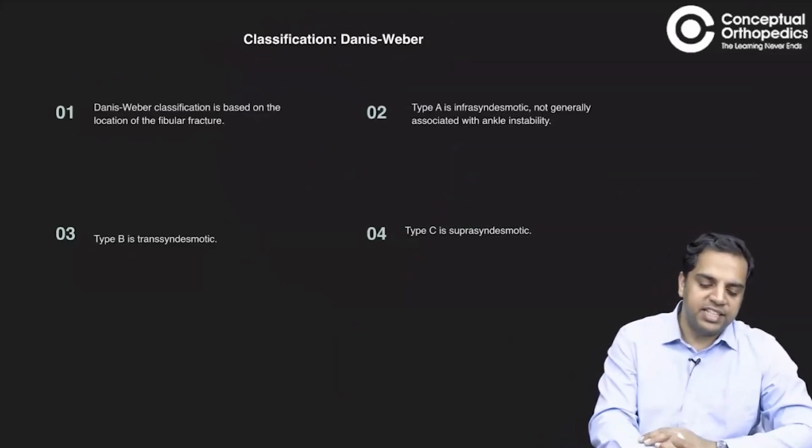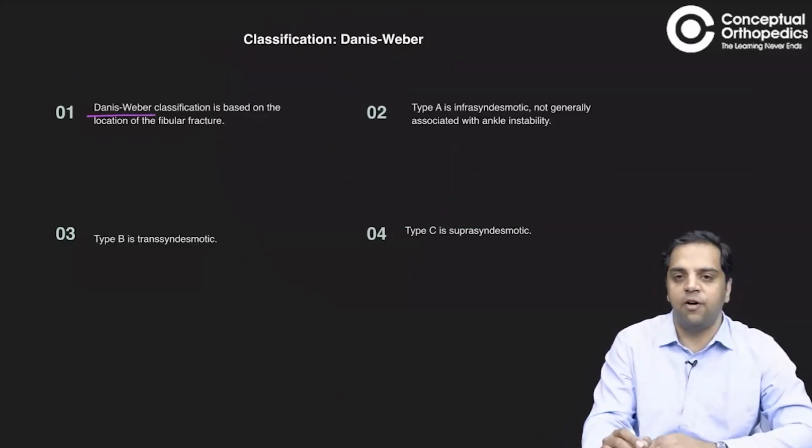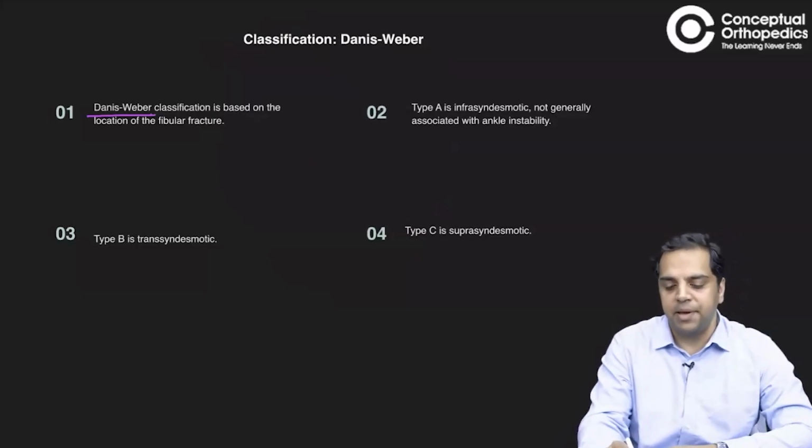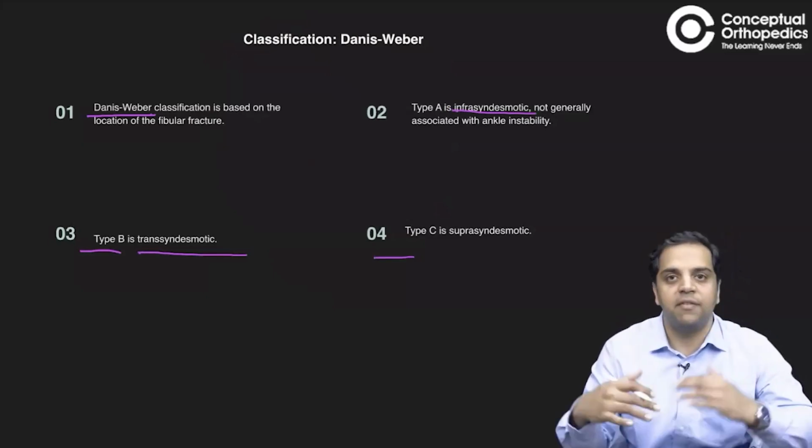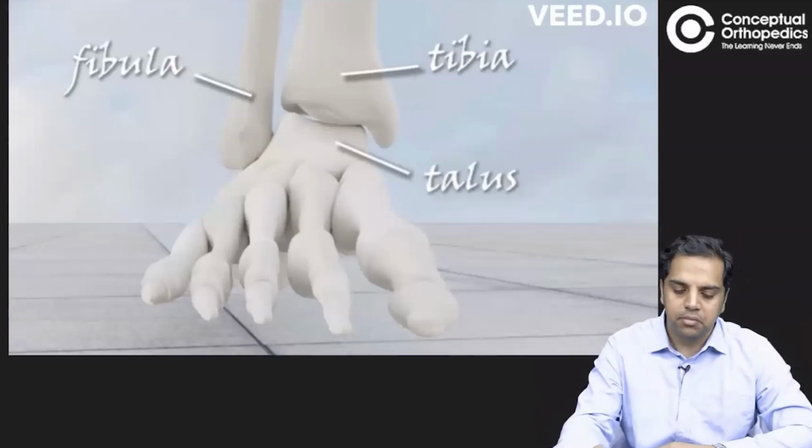Another classification is the Danis-Weber classification, which is based on the level of the fibular fracture, where a type A is an infrasyndesmotic fracture, a type B is a transsyndesmotic fracture, and a type C is a fracture that is suprasyndesmotic, that is, above the syndesmosis.